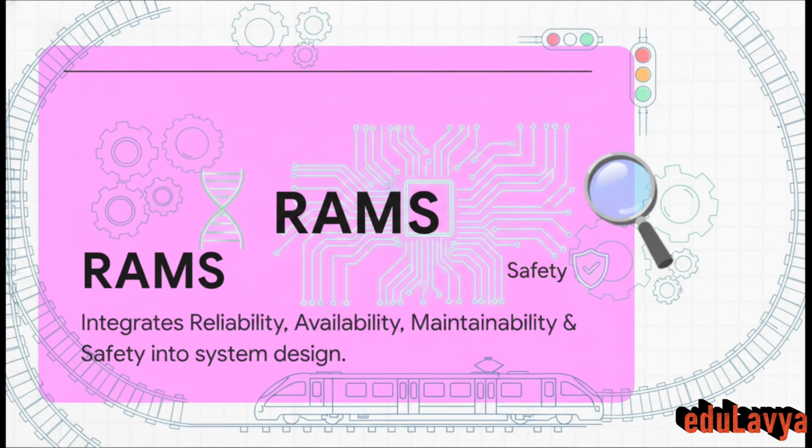RAMS isn't just some patch you slap on after a train or a signaling system is built. No way. It's the literal DNA of the system, engineered straight from the very first blueprint to guarantee that things like unreliability and unavailability don't completely derail, pun intended, railway operations.